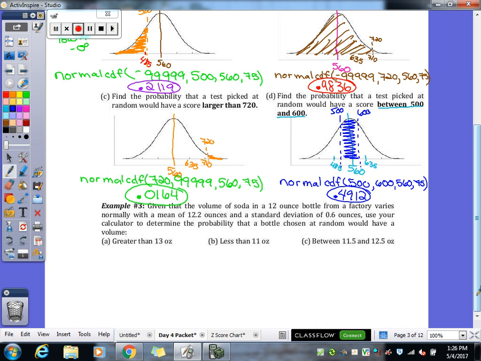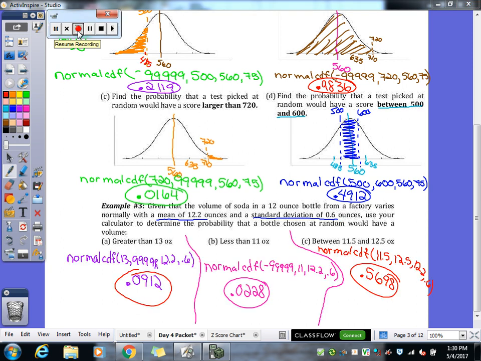Given that the volume of a soda is 12 ounces, a factory varies normally with a mean of 12.2 and a standard deviation of 0.6. Use your calculator to determine the probabilities. So again, try these three on your own.